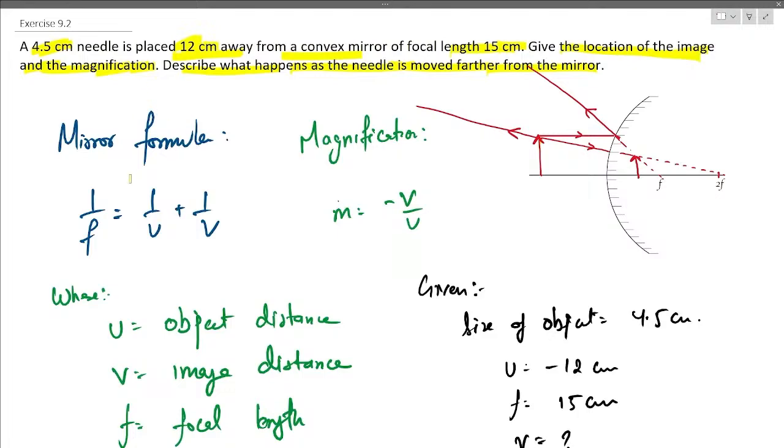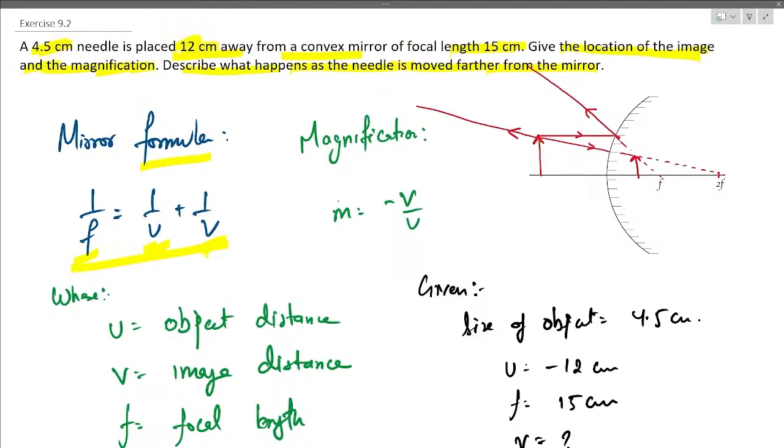So we know from the mirror formula that 1 by f equals 1 by u plus 1 by v, where f is the focal length and u is the distance of the object from the mirror, and v is the distance of the image from the pole of the mirror. And the formula for magnification is minus v by u. So let us substitute the values.